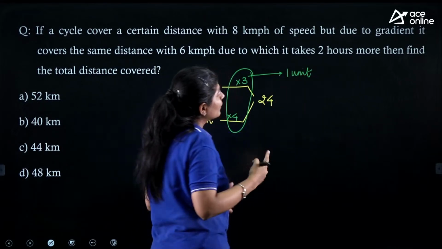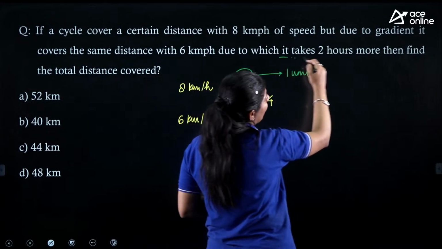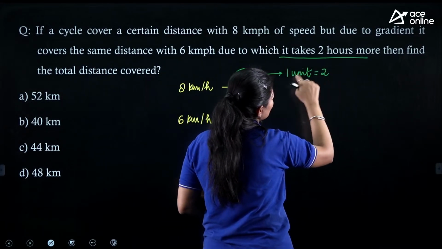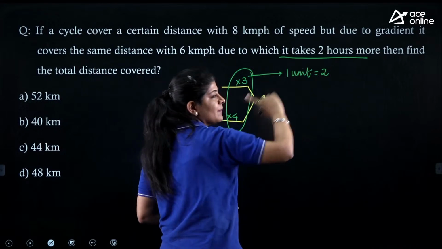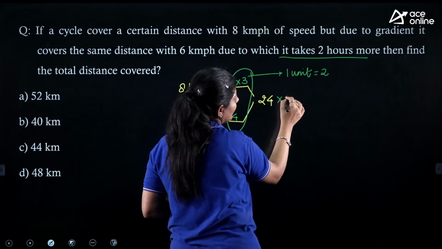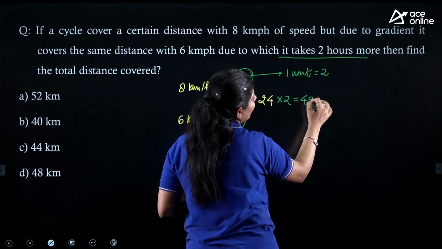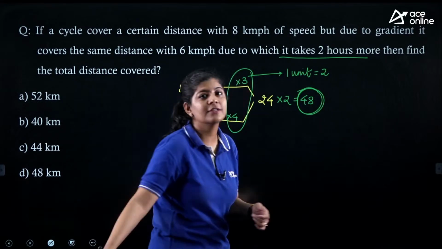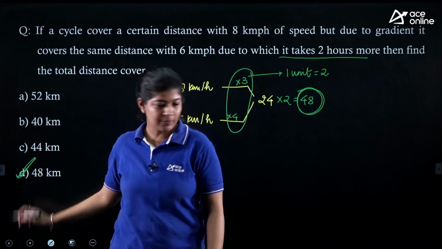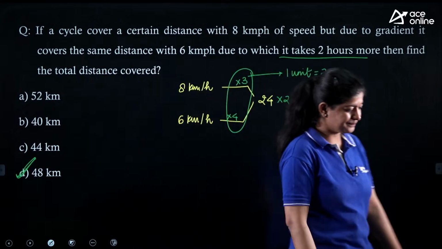But according to the question, it takes 2 hours more. That means the value of this one is 2. If this value is present on the multiple of 2, that means this value is also present on the multiple of 2, and the actual distance that we got over here is 48 kilometers. Option number D is the correct one.